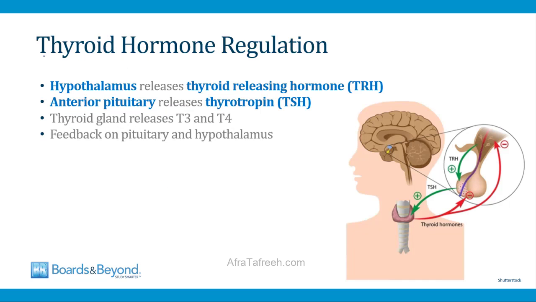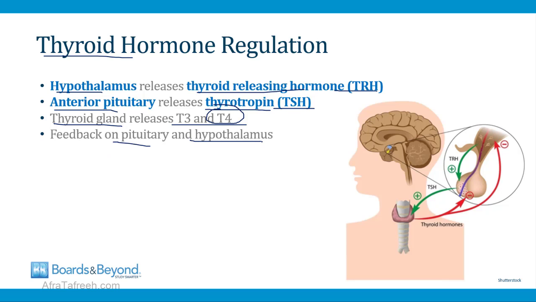Let's talk about how the production of thyroid hormone is regulated. The hypothalamus releases a hormone called thyroid releasing hormone, or TRH. It stimulates the anterior pituitary gland to release thyrotropin, which is called TSH. TSH can stimulate cells in the thyroid gland to produce thyroid hormones, including T3 and T4. And as we talked about earlier, the majority of the thyroid hormone produced by the gland is T4. T3 and T4 can then feed back on the pituitary gland and the hypothalamus to decrease the release of TRH and TSH. And these things are all depicted in this image on the screen.